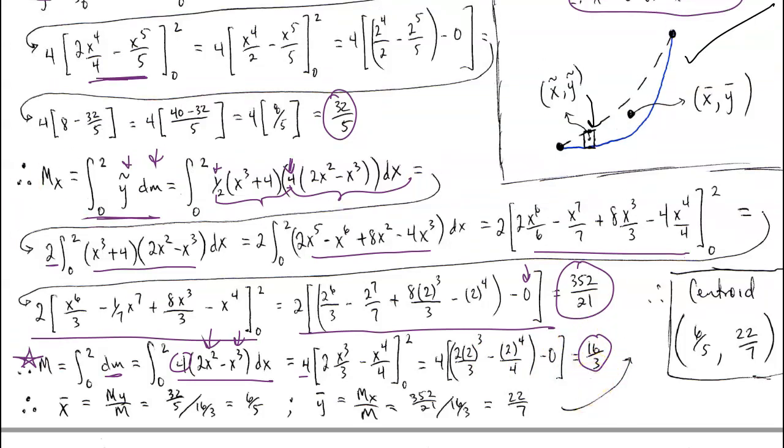And so now that we have that, we know that the moment about the y-axis is used to find the x-coordinate for the centroid. And so we just have the moment about y divided by m, which is going to be 32 over 5 divided by 16 over 3, which is 6/5. And the y-coordinate for the centroid is going to be the moment about the x-axis divided by the system mass, and that's going to be 352 divided by 21, all that divided by the other fraction, 16 over 3, which gives us 22 over 7. And so we see that this is our x-coordinate for the centroid, and this is our y-coordinate for the centroid.